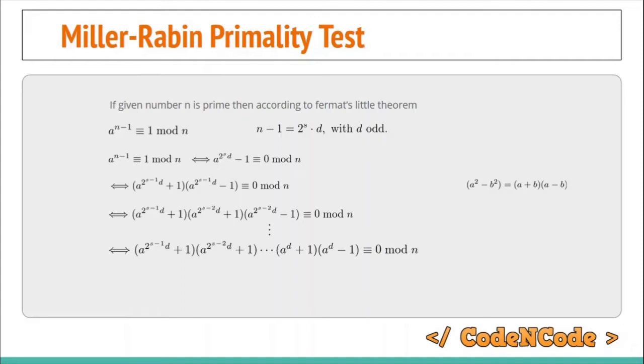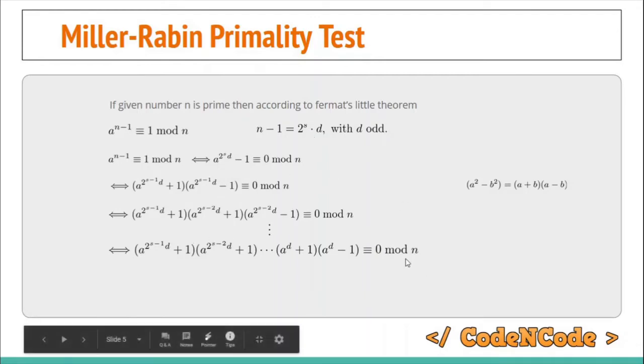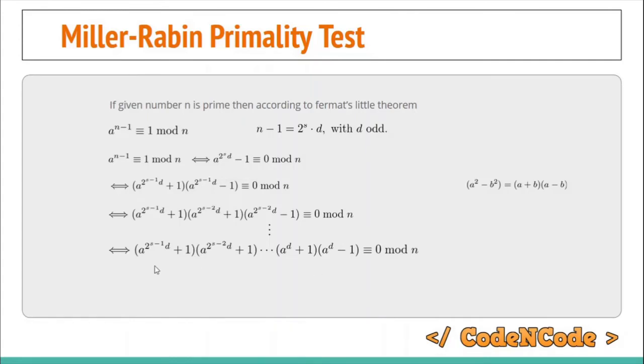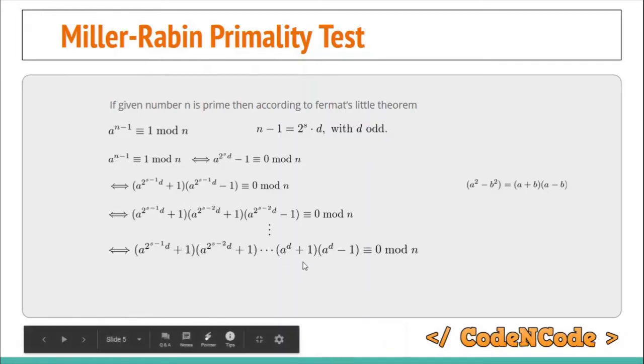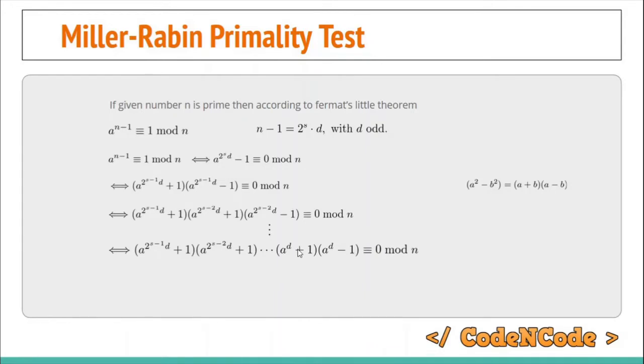It is the same. Now, the Miller-Rabin primality test is also based on Fermat's little theorem. So it says that if n is actually a prime number, it must divide one of these factors, right? It either should divide this or this or this or this or any factor. It must divide one of these factors. While initially what we were to do, we were only to calculate a raised to power n minus 1 modulo n. If it was 1, then n was a probable prime. If it was not equal to 1, then n was certainly a composite number.